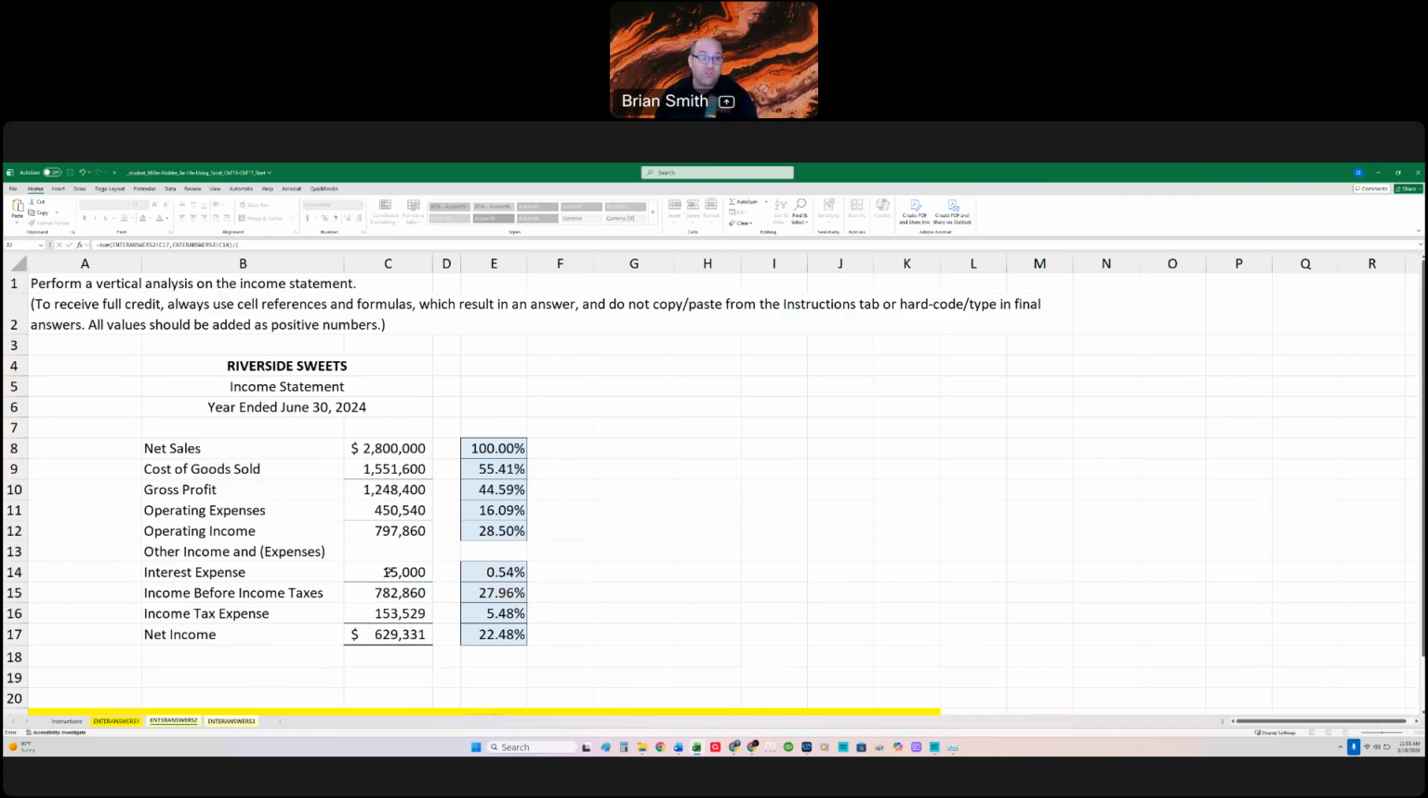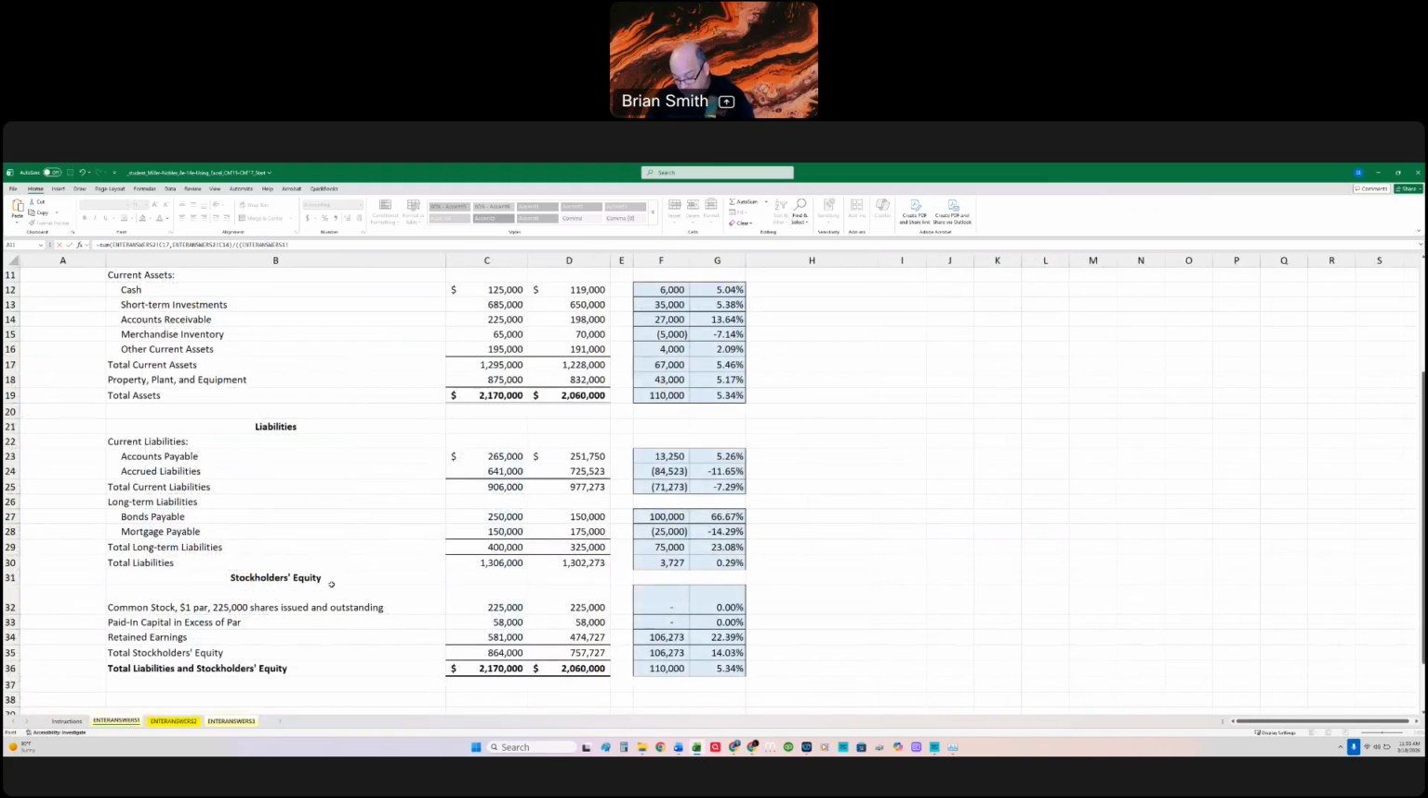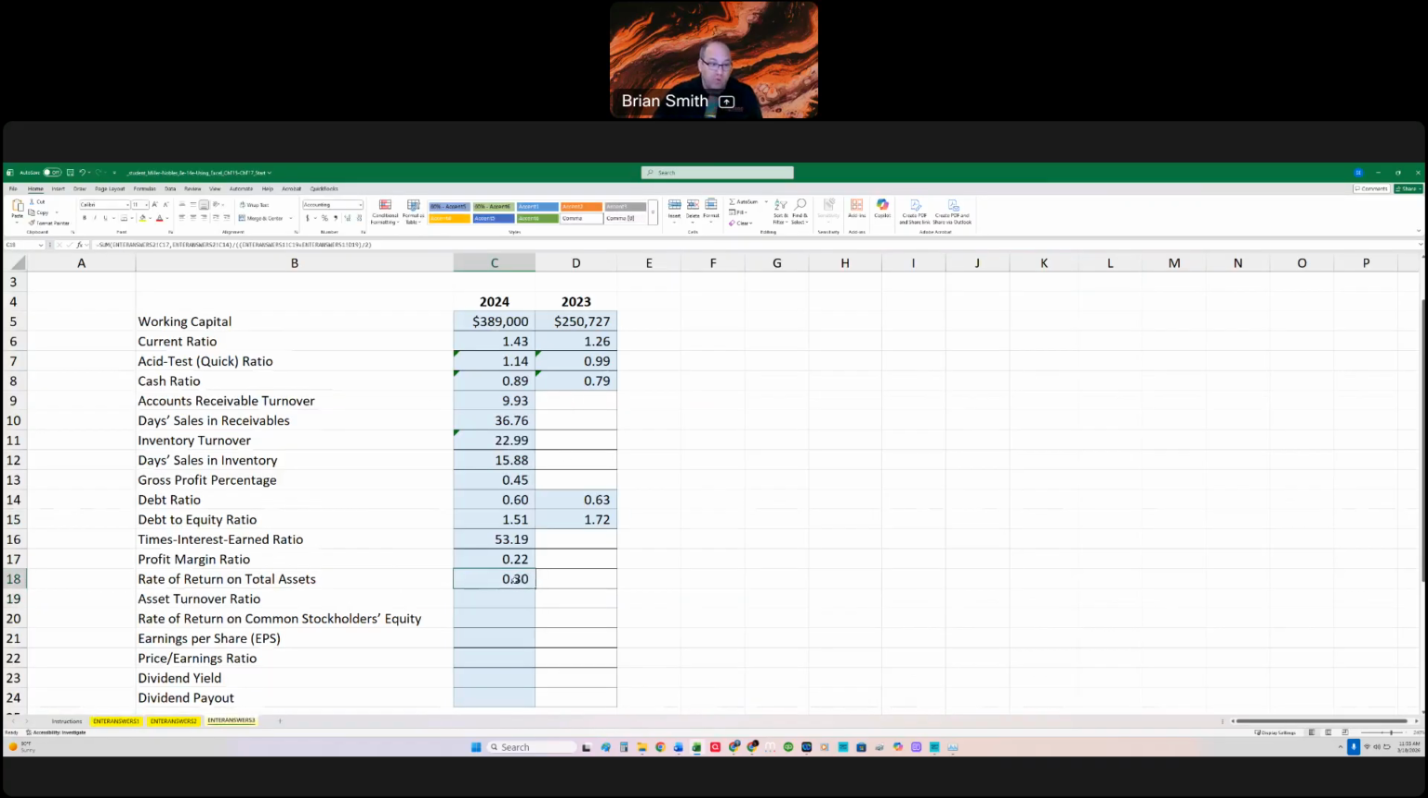I'm going to hit open parentheses twice. I'm going to jump to enter answers 1, and I said average total assets. So I'm going to select cell C19 on enter answers 1 plus D19, close parentheses, divided by 2, close parentheses, enter. I got 0.3 for our rate of return on total assets. Did I do that the right one? Rate of return, average total assets.